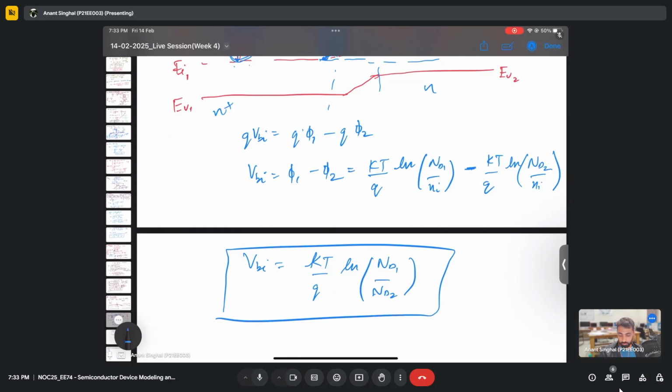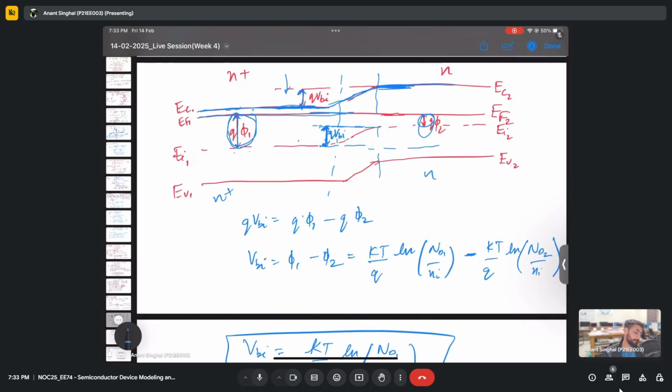Any doubts, anyone? I understood, Anant. The only problem I faced is, the change in EC will be parallel, even for the valence band and even the intrinsic. Yes, yes. I didn't see it before. Okay, that is clear.